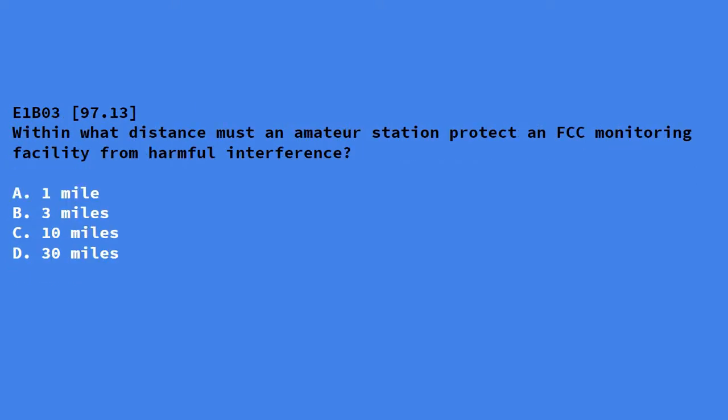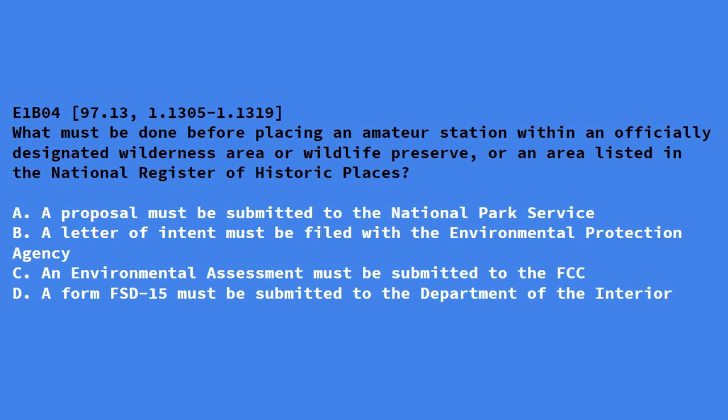E1B03, within what distance must an amateur station protect an FCC monitoring facility from harmful interference? Answer is 1 mile. E1B04, what must be done before placing an amateur station within an officially designated wilderness area or wildlife preserve or an area listed on the National Register of Historic Places? An environmental assessment must be submitted to the FCC.